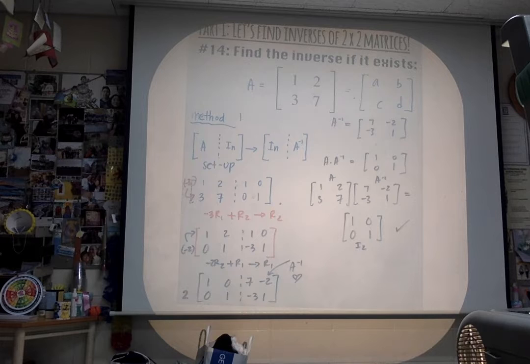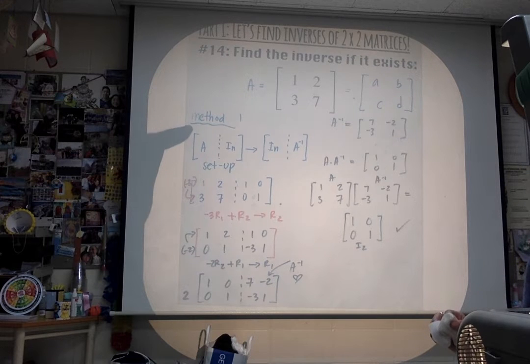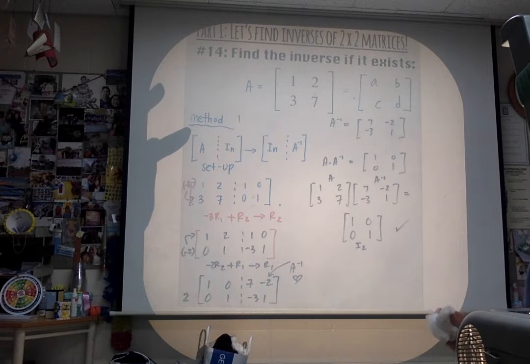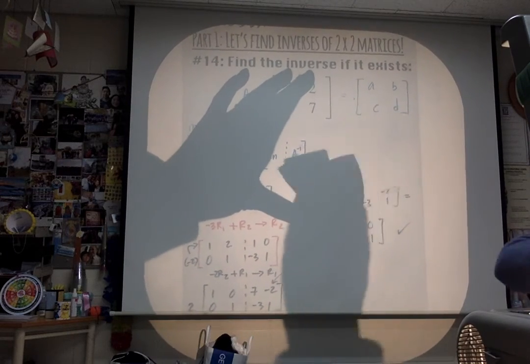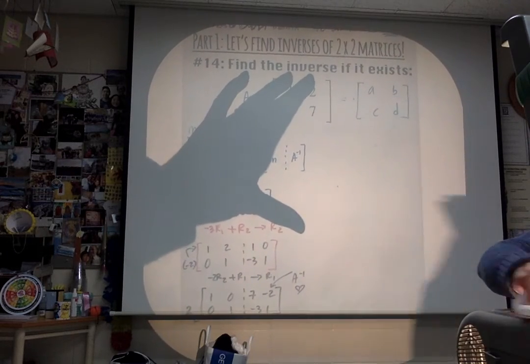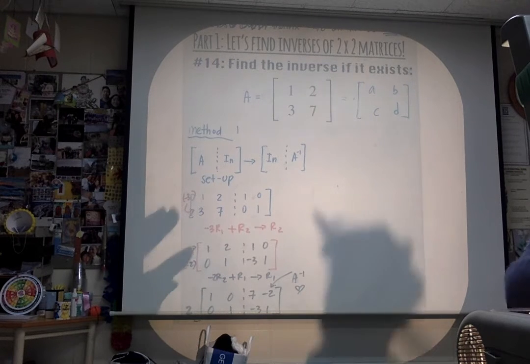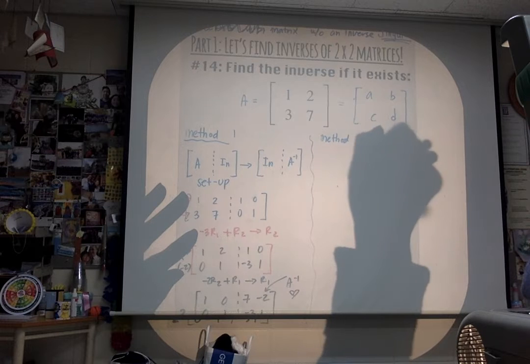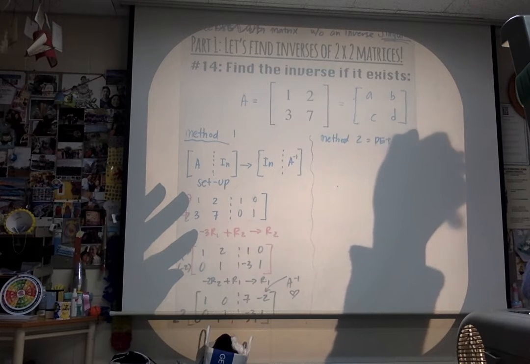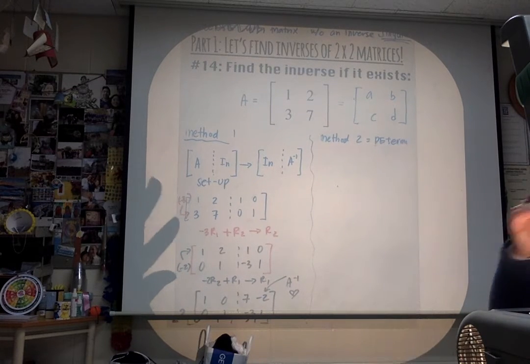So that's the first method, okay? The second method might be a little bit new to you, but don't worry. The first method, we're going to call the reduced row echelon method. The second method, we're going to call the determinant method. Now, determinant is something that we have not done so far, but we're going to get to it. I'm going to write it bigger.